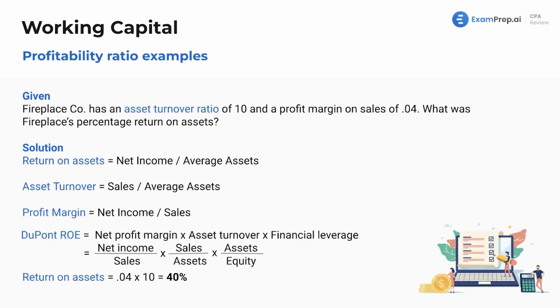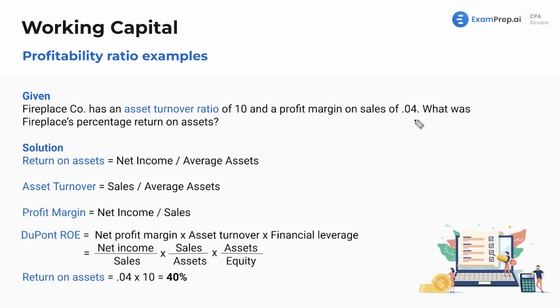Next, we have another profitability ratio. Here, we're going to pull a bunch of formulas together and work through it. All right, so what is the return on assets? Well, Fireplace Company has an asset turnover ratio of 10 and a profit margin on sales of 0.04.